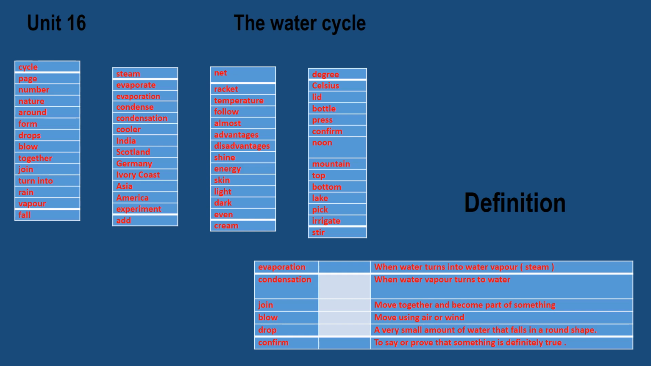Now we have down some definitions. Evaporation: I think you studied evaporation in science, when water turns into water vapor. This is what we call steam. Condensation: when water vapor turns to water. Join: move together and become part of something. Blow: moving using air or wind. Drop: a very small amount of water that falls in a round shape. Confirm: to say or prove that something is definitely true.